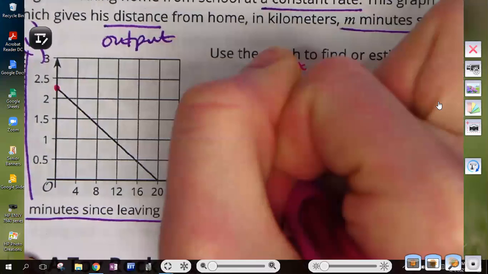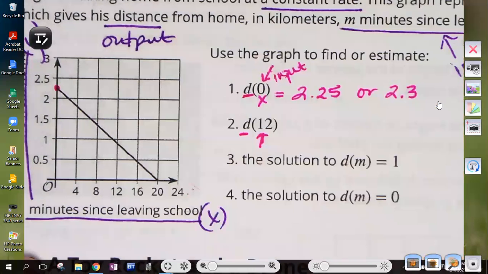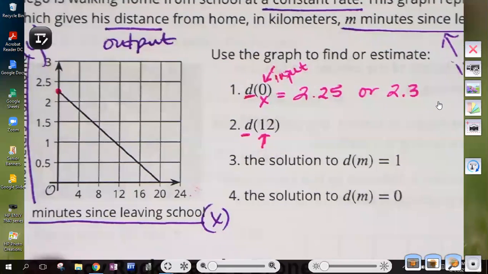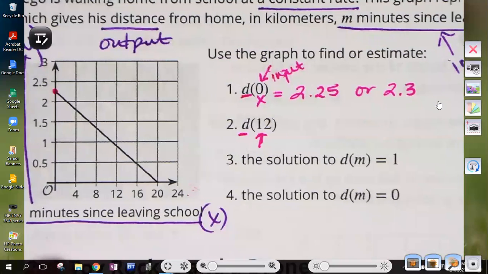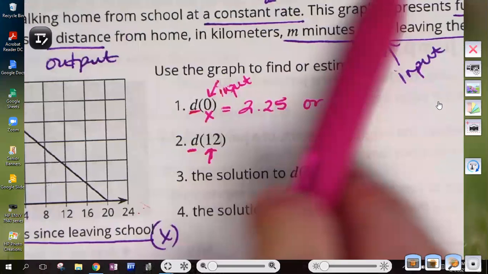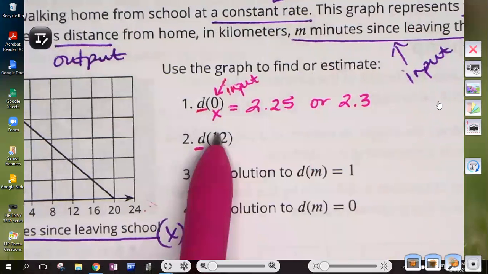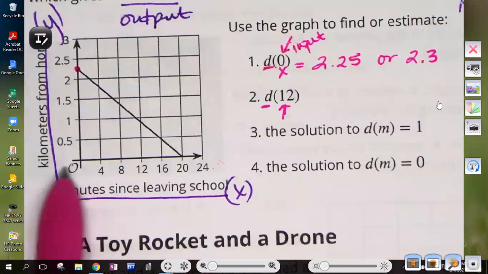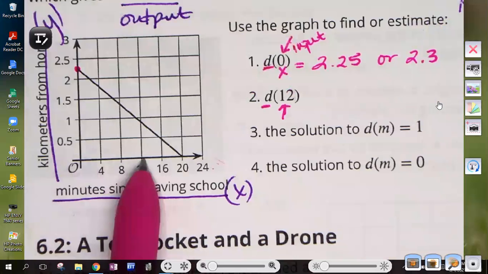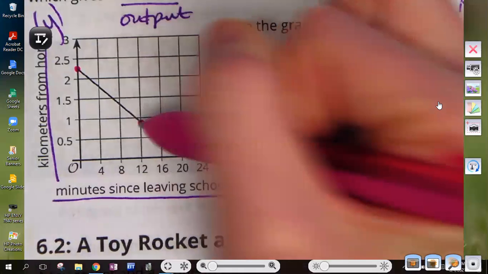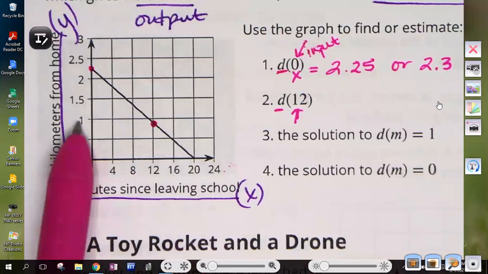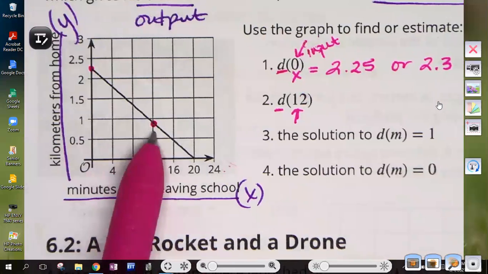This number on the inside of my parentheses tells me I'm looking at what value? The x value, the input. Our input's talking about minutes, so it wants to know the distance after 12 minutes. So I go to 12 minutes. Okay, I'm going to go until I run into my function. My function is about right there. It's right below 1. It's right below the 1.